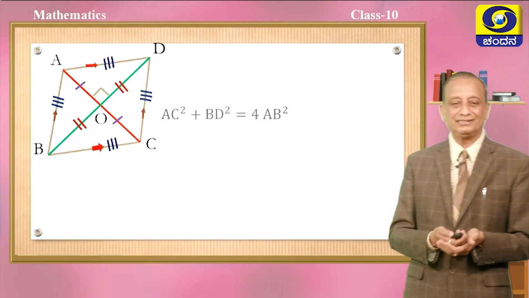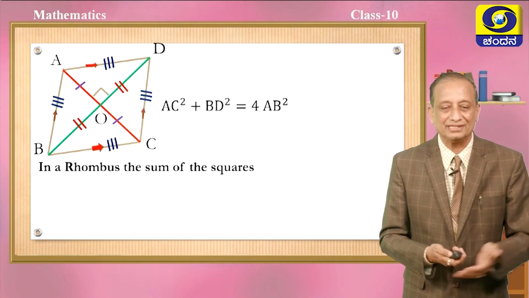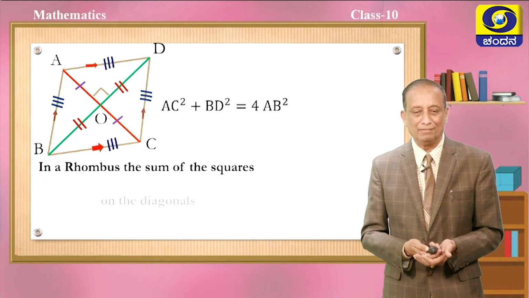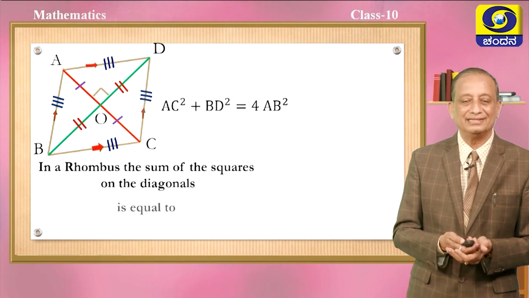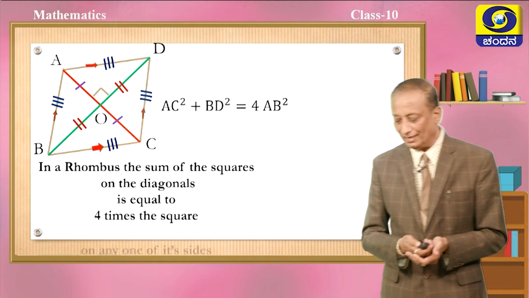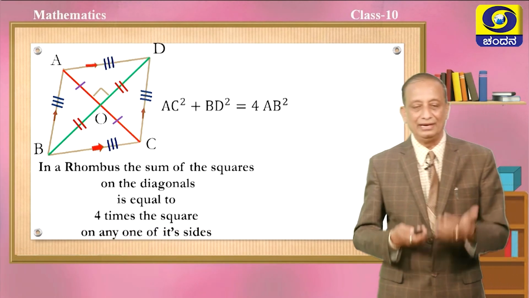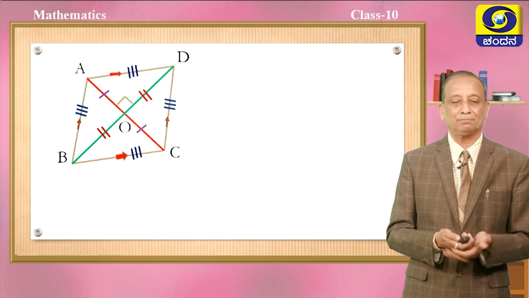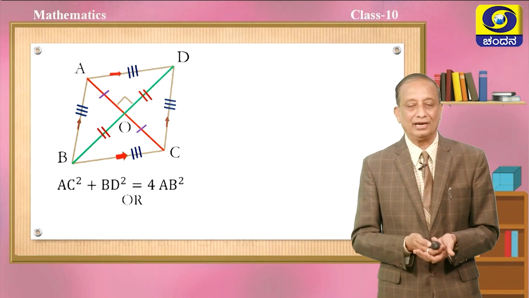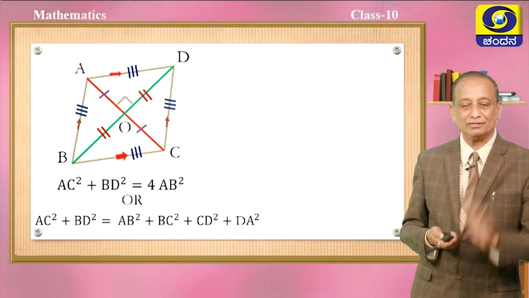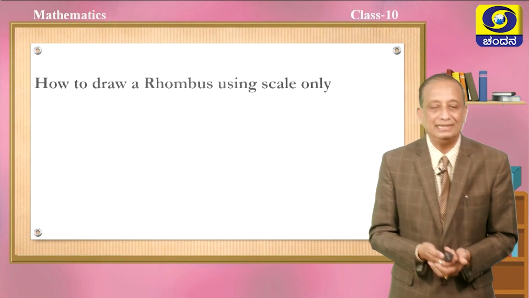The same thing, children, can be stated in the form of a statement. In a rhombus, the sum of the squares on the diagonals is equal to 4 times the square on any one of its sides, or you can expand it and say that 4AB square is nothing but AB square plus BC square plus CD square plus DA square.